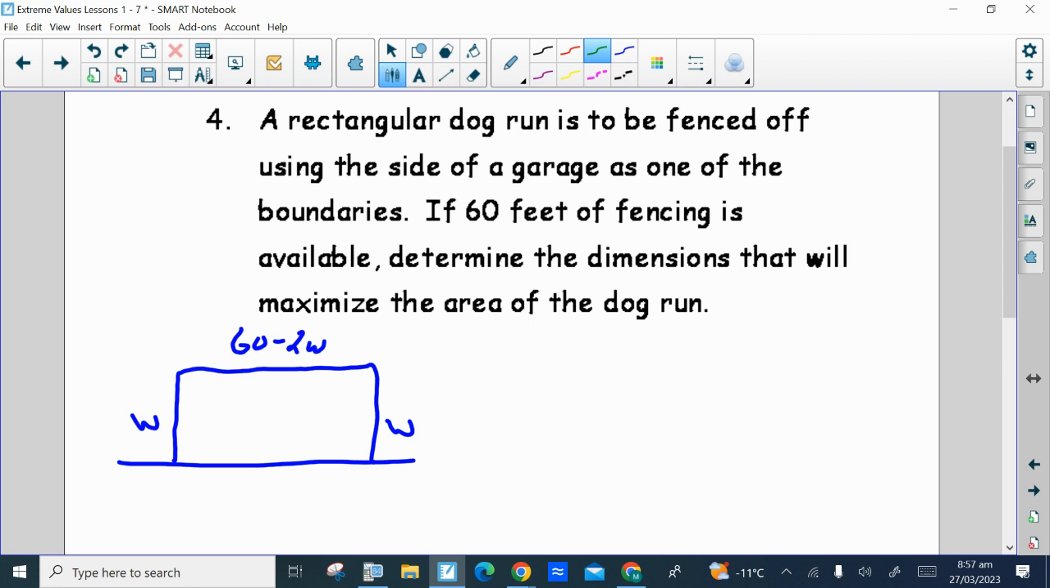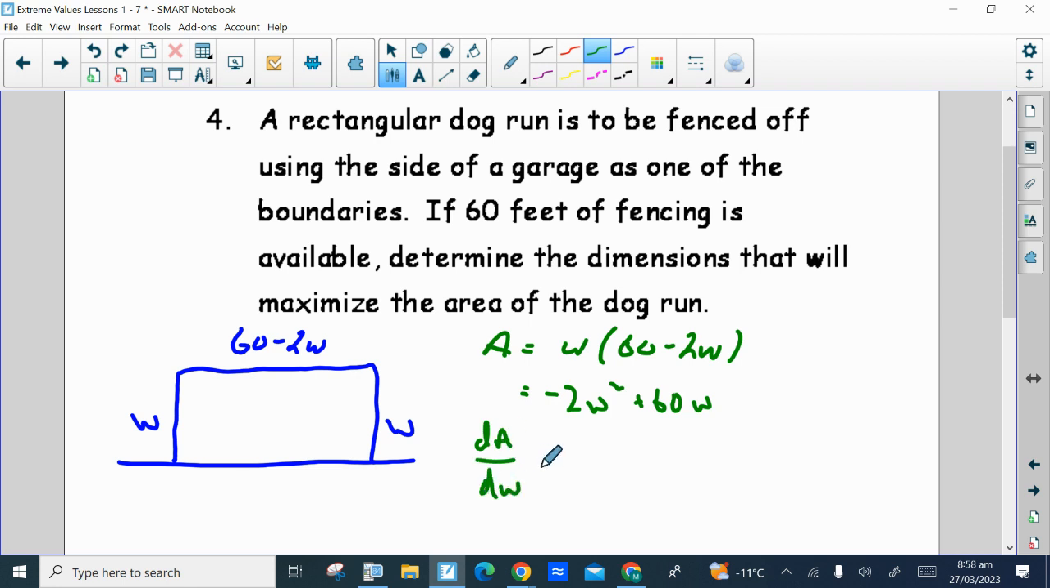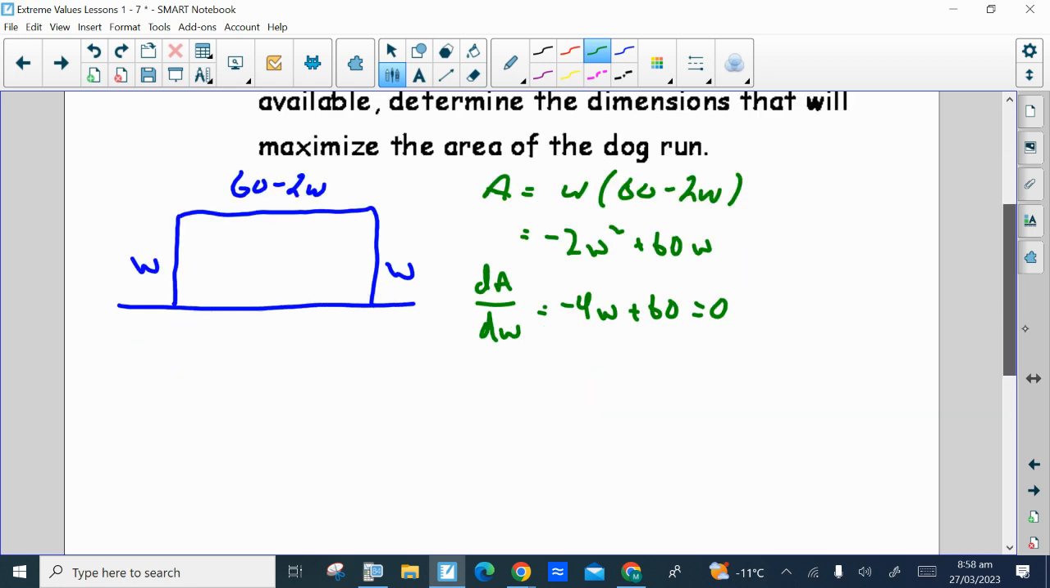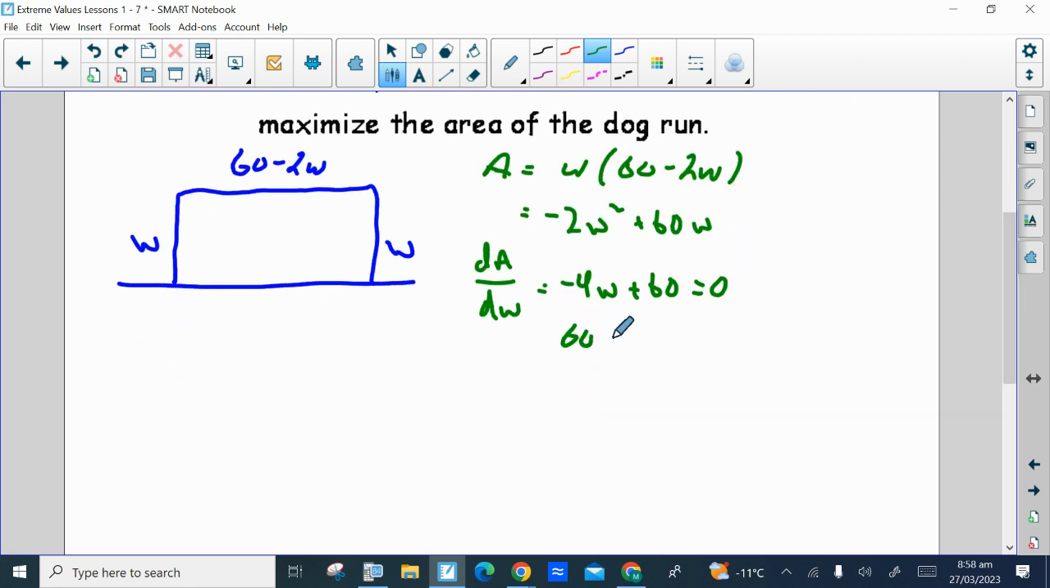And we want to maximize the area, so the area will be W times 60 minus 2W, or negative 2W squared plus 60W. There's our area, and that's what we need to differentiate. dA by dW will be negative 4W plus 60. And then we'll find our critical number, making that equal to 0. So W will equal 15, and in this case it's meters.